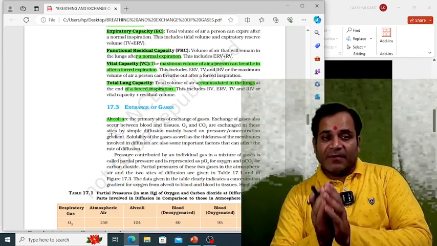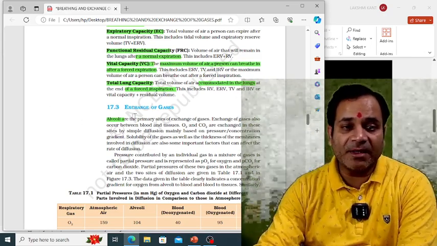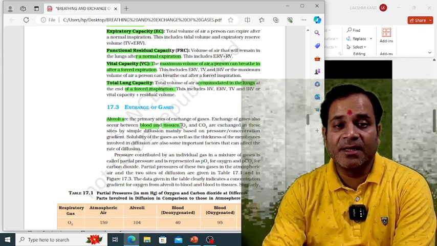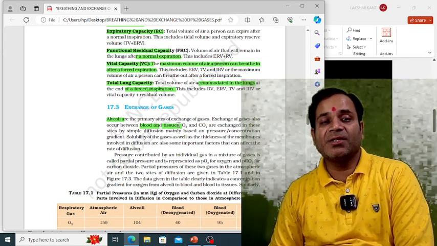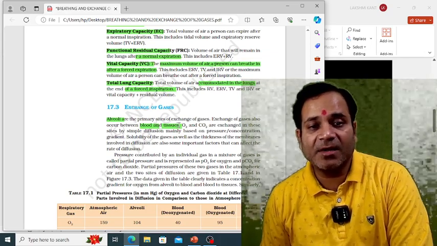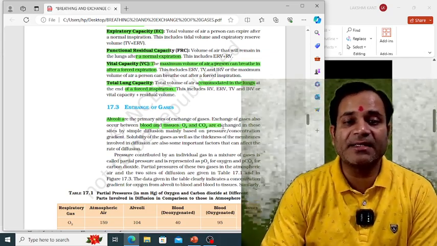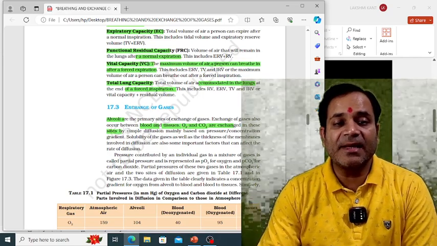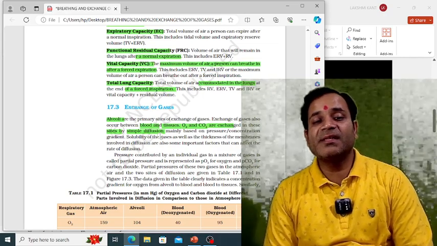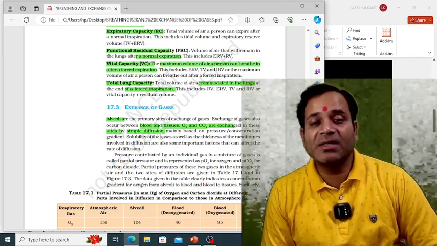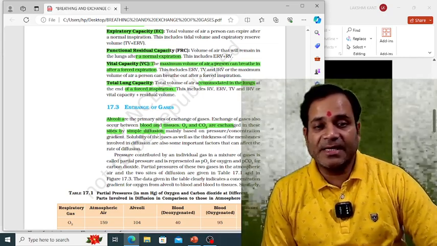Exchange of gases also occurs between the blood and tissues. If I say that the exchange of gases occurs between the blood and tissues, it means that oxygen and carbon dioxide are exchanged at these sites by simple diffusion. Simple diffusion is the method by which mainly oxygen and carbon dioxide are exchanged.